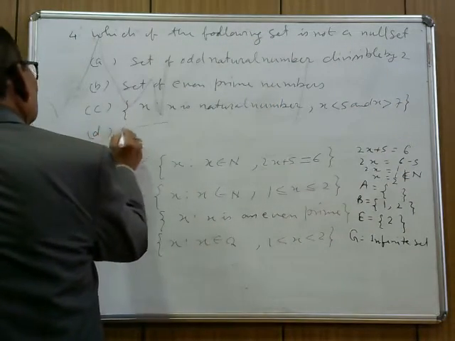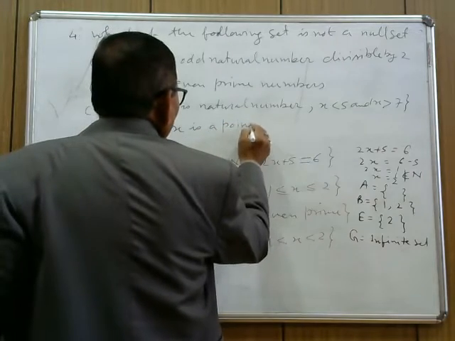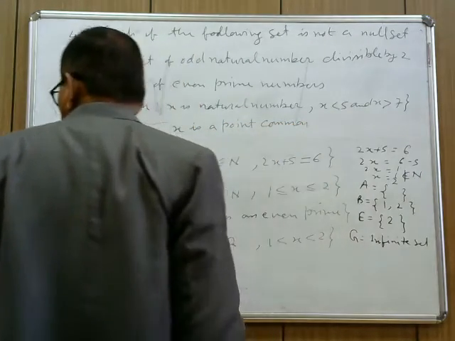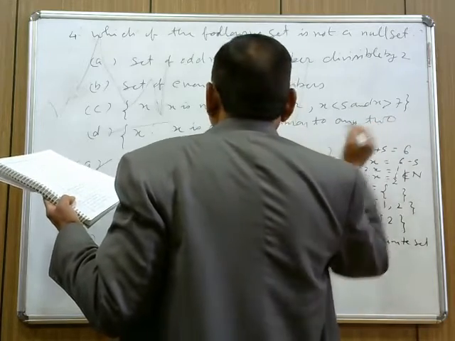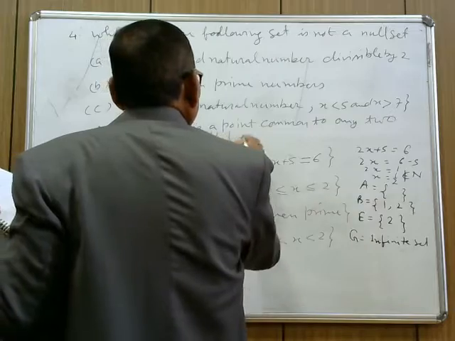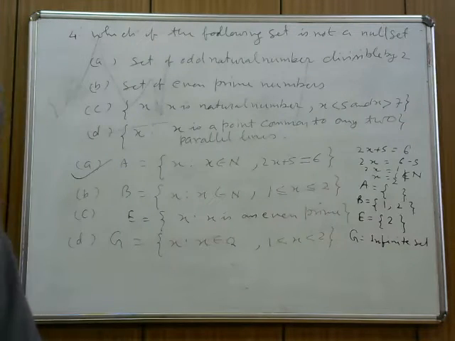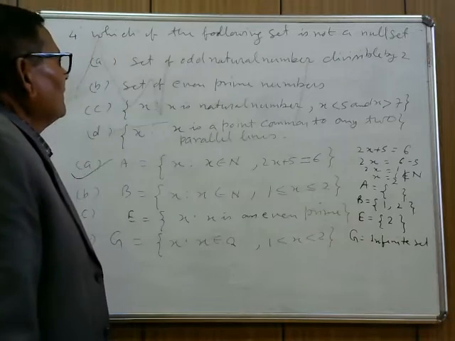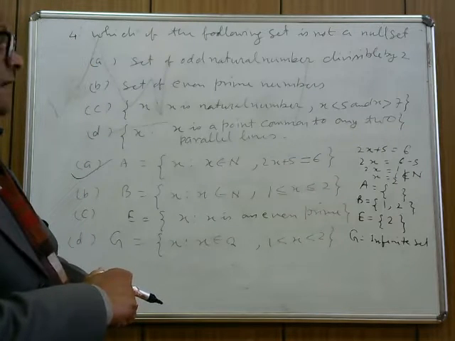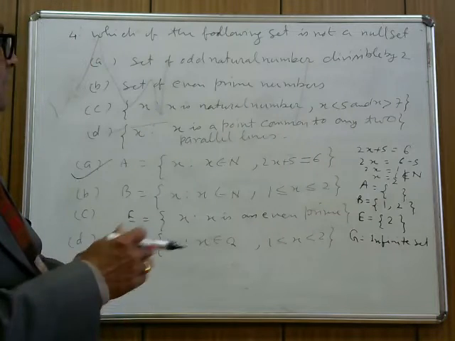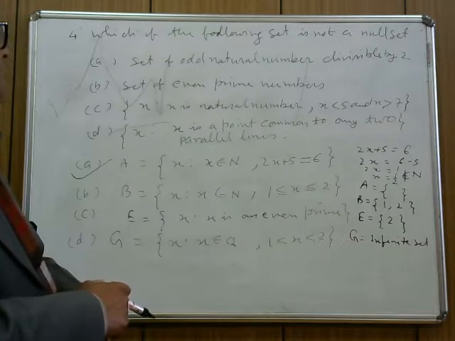D: this is defined as all x such that x is a point common to any two parallel lines. Now you must see. In this question you have to apply only the definition which I have given to you. In the previous question you had to identify the empty set. Here you have to identify which is not a null set, which is not an empty set. So again you start writing all the sets in roster form.